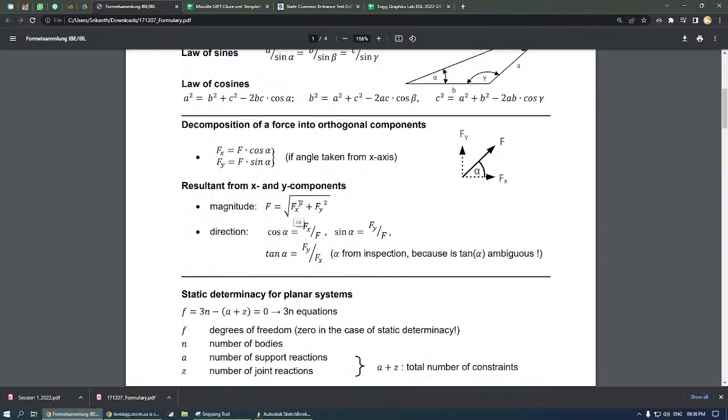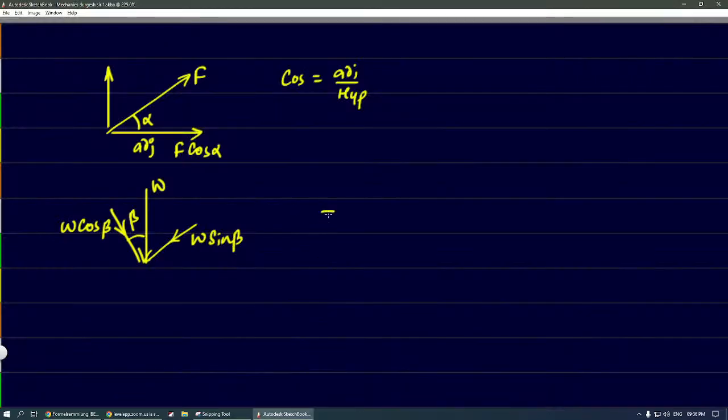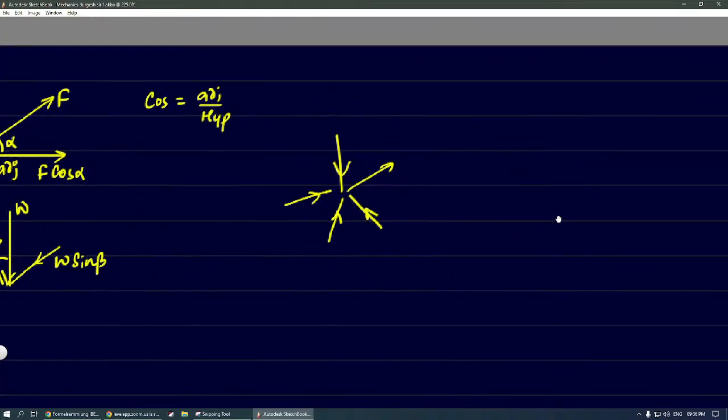Resultant from x and y components. If you find the sum of all the x components, this method is used for combining a number of forces. If you have a number of forces acting at a single point, then how to add them? One method is to use the polygon law, which is the graphical method. But are you supposed to carry instruments and draw with measurements?